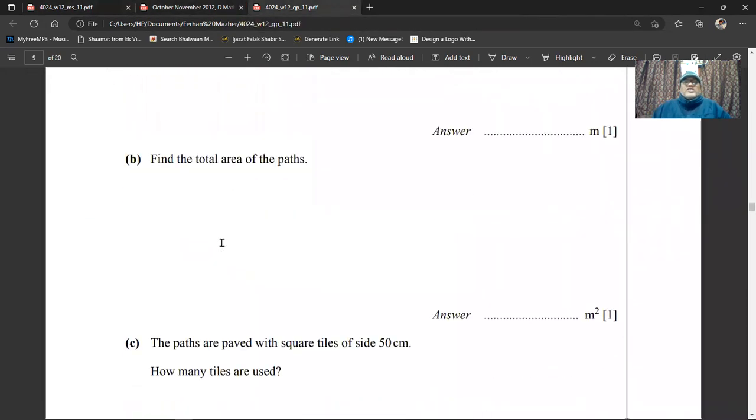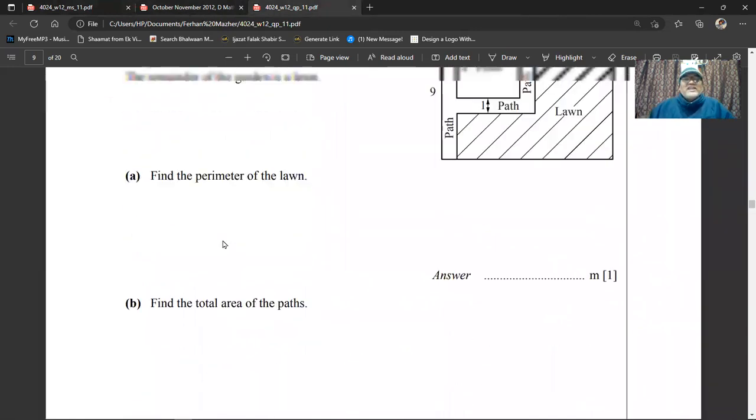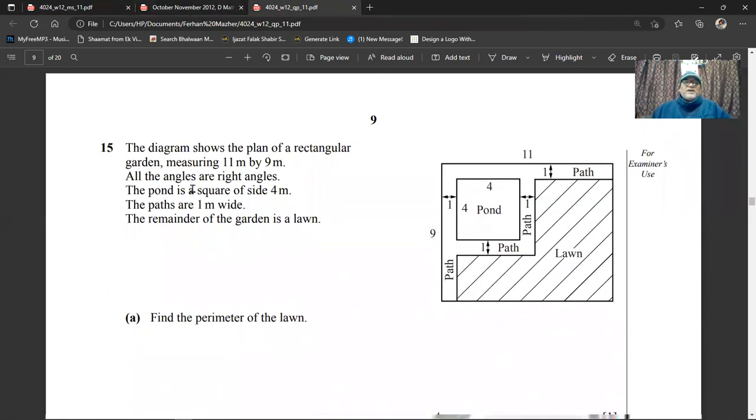Okay. Next question, they want us to find the total area of the path. They want me to find out the area of this path. The method is very simple. Find the area of this whole figure, then find the area of this pond, then find the area of this lawn. From the whole figure, subtract the area of the pond and the area of this lawn. The remaining will be the area of the path.